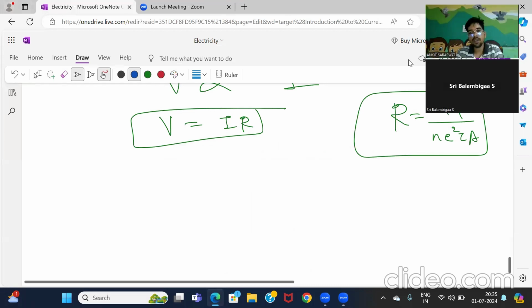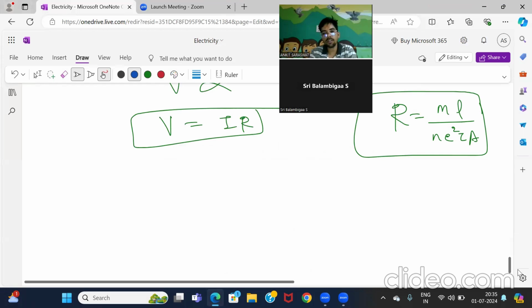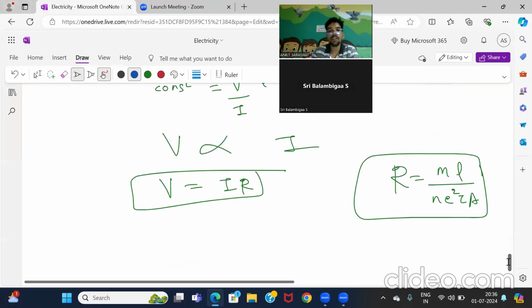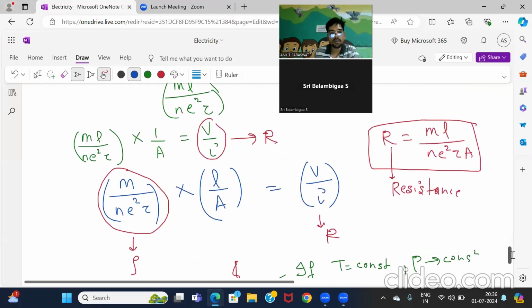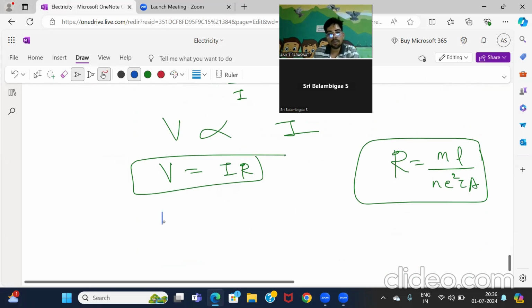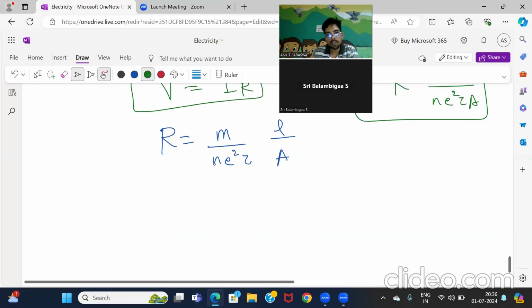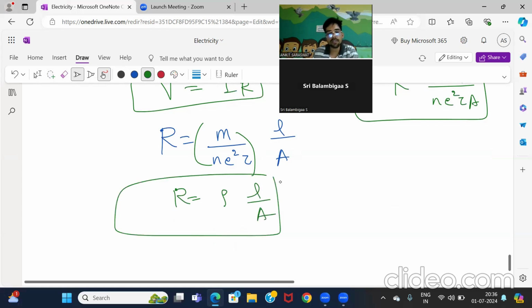Yes, sir. So V is equal to IR. So what is the value of R? R is ml by n square tau A. You can check. The value of R will be m by n e square tau times L by A. If I compare, what is this? This is resistivity. So what is the formula? R is equal to rho L by A. I think you have learned this.